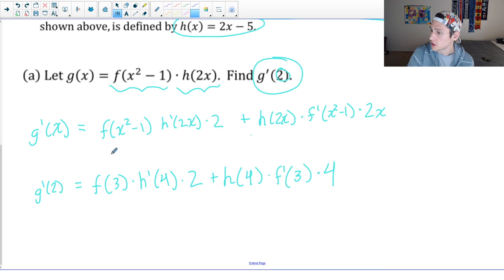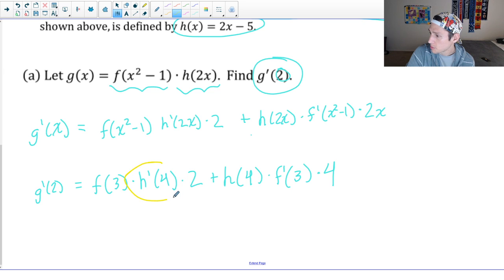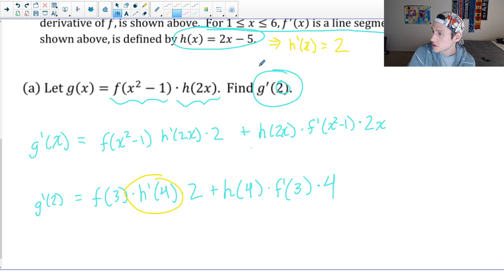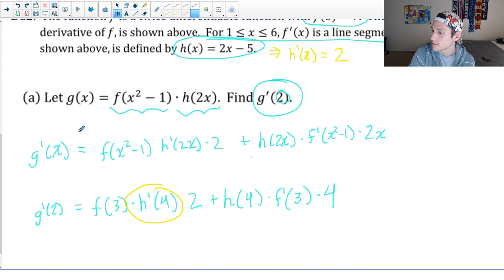Okay, so we should be able to figure out all these pieces because, think about it, f of 3 we know from right here. That was one of our initial values. H prime just tells me h, but look, I have an equation. So if h is 2x minus 5, h prime of x, the derivative of 2x minus 5, is just 2. Okay, great, easy. H, I have an equation for h. F prime, I have a graph for f prime. So I have everything I need to just plug in values and get my final answer.